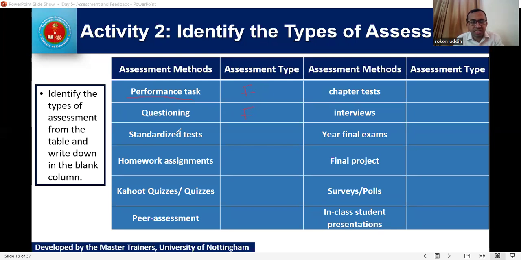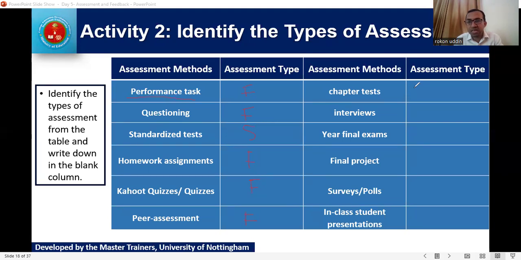Also standardized test. Standardized test means SSC exam, HSC exam, and also honors and masters exam. They are standardized tests. They are summative exams. And homework assignment: when you give homework to your students, it is a formative assessment. And also Kahoot quizzes. We give you Kahoot quizzes, so Kahoot quizzes are formative assessment. And peer assessment: one student assesses the other student. It is a kind of formative assessment.